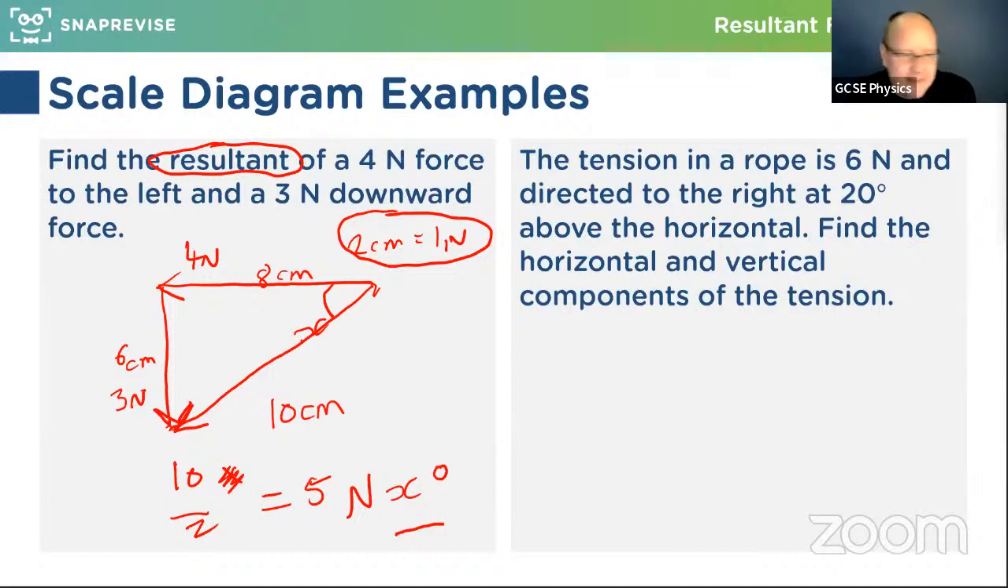Okay, brilliant. 5 newtons using our scale, nice scale drawing and applying. Here we've chosen a sensible scale to make our maths easier. Don't try and work out a scale that works out to 2/3 of a centimeter a newton if you can avoid it. Let's do the next one.